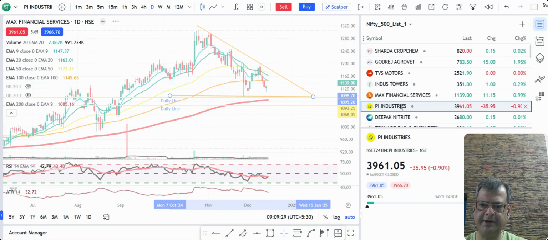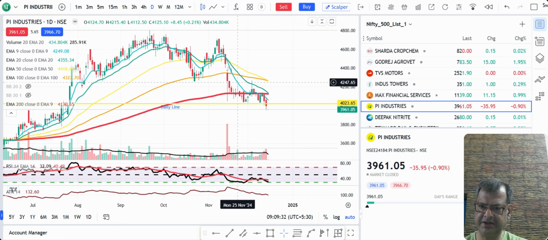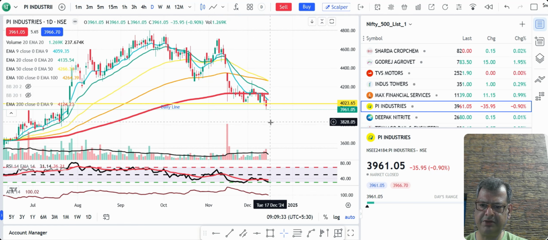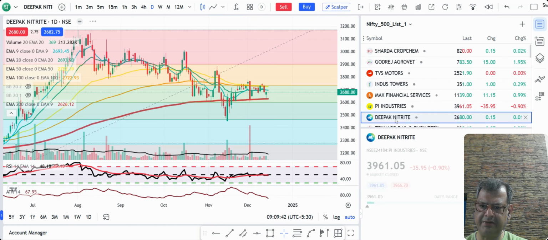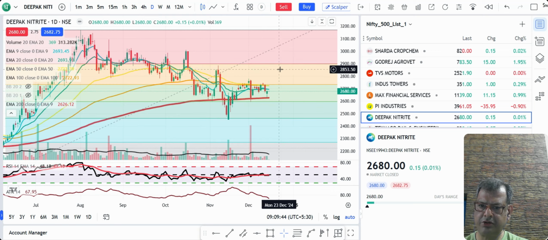Let's look at another one. PI Industries. Again, this has gone down below the 200. RSI is also going down. It's oversold. So no point drawing a trend line and wasting our time here. Let's look at this one.